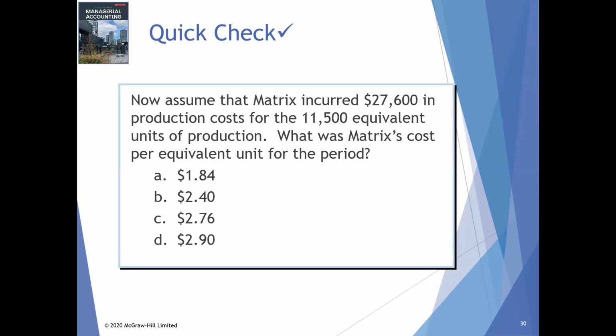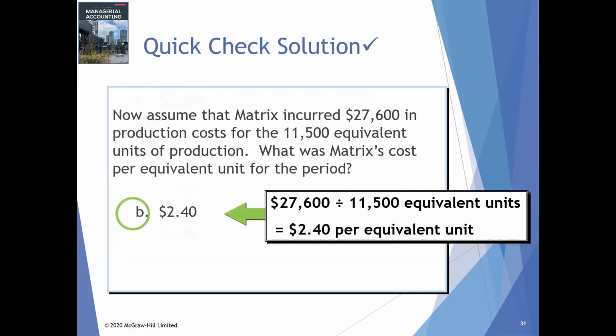So now if we have a calculator, what you can do is 27,600 divided by 11,500, and the answer will be 2.40 per equivalent unit. So this is the right way and a very simple way to calculate the unit cost, per unit cost.